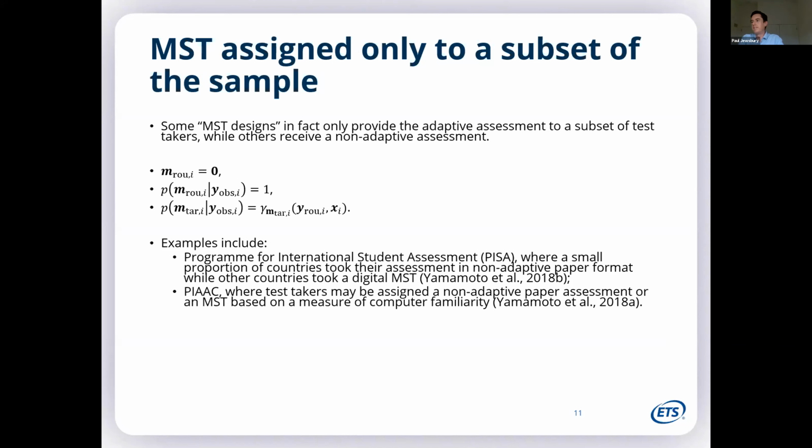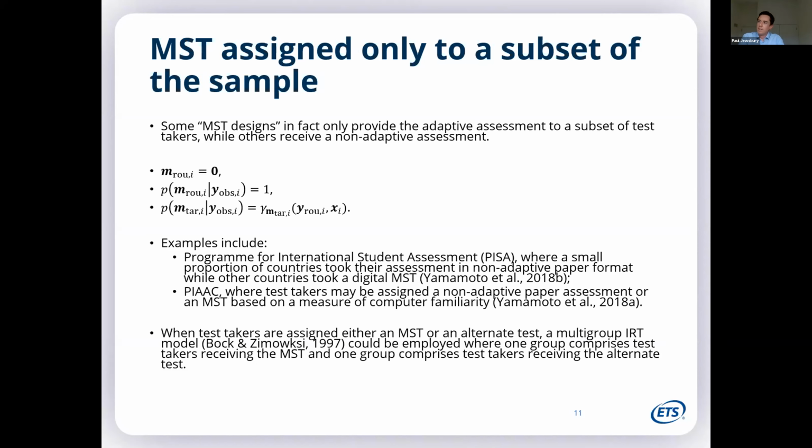And that obviously affects their missing data patterns, and so that has implications on item calibration. So in this case, we recommend a multi-group IRT model again, where one group comprises test takers receiving the MST and one group comprises test takers receiving the alternate test.